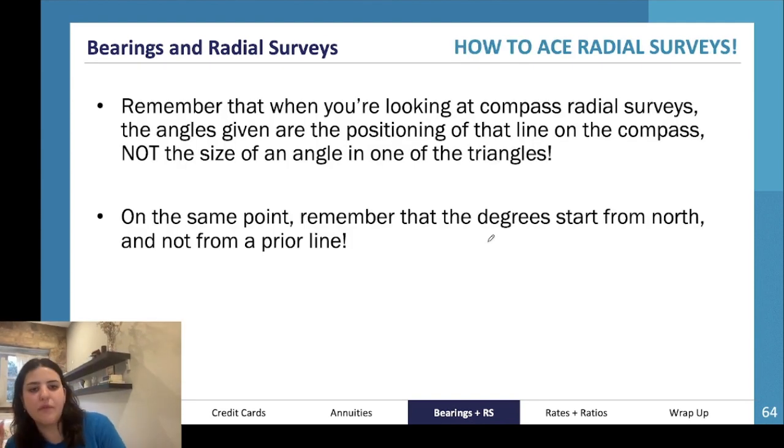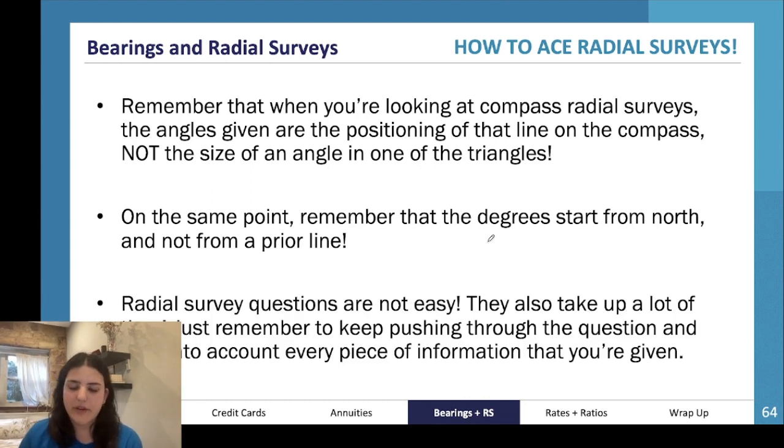Remember that degrees start from north and not from a prior line. They're always going north around. And radial survey questions are not easy. They take a lot of time. So please just keep attempting and trying and labeling your information and practicing.